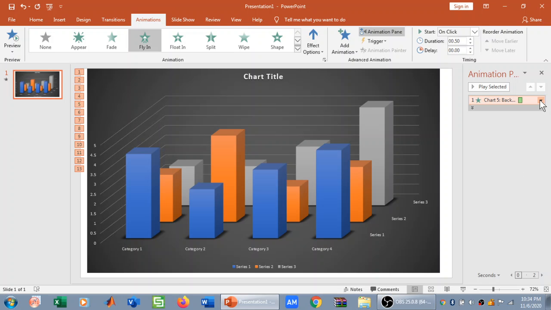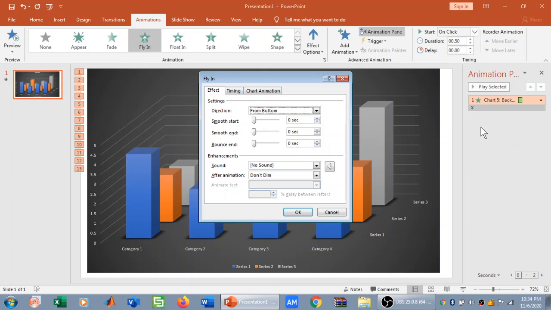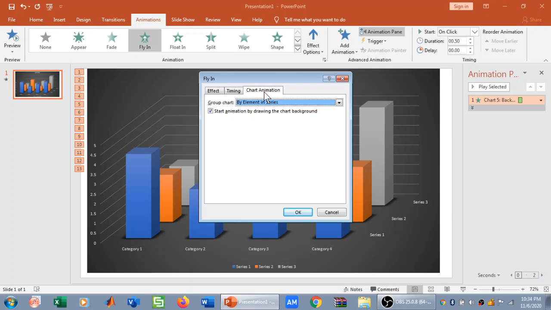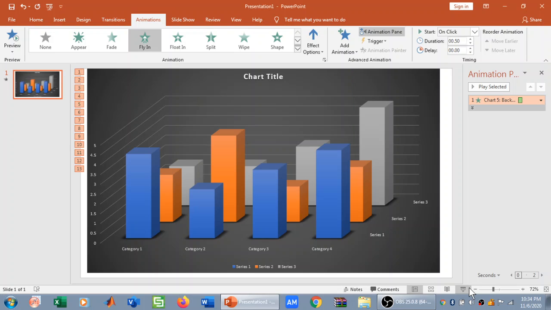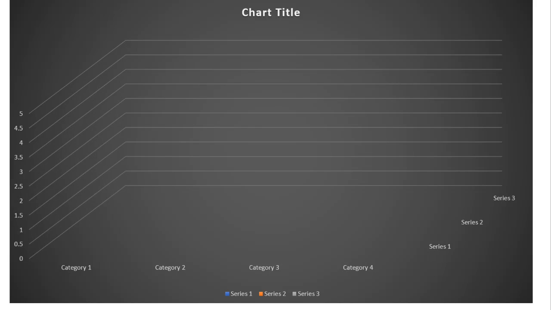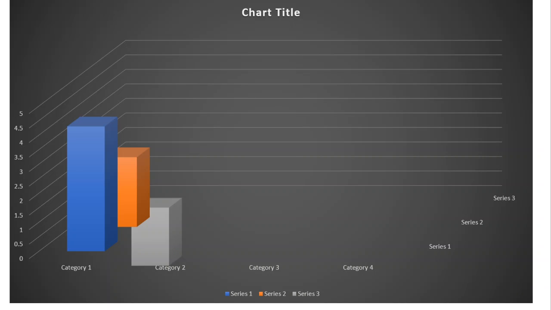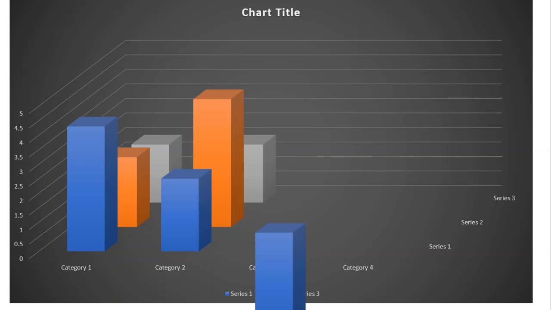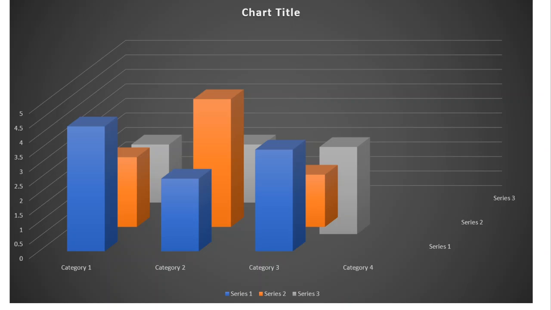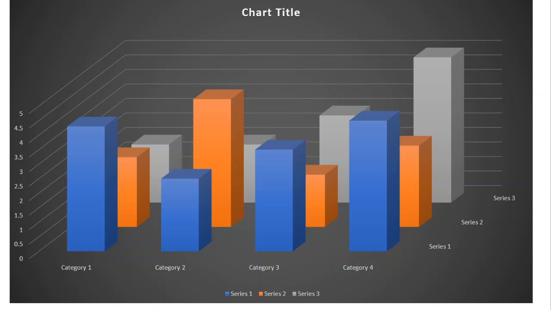Now if I want the other option, again I'm going to click on effect options. In the chart animation, I'm going to select by element in category. Again I'm going to go to the slideshow. Again first the layout is going to appear. We have the series 1 category 1. Again in category 1 we have the other element, which is series 2. In the category 1 we have the third element, and then we will come to category 2, and then to category 3, and then finally to category 4.